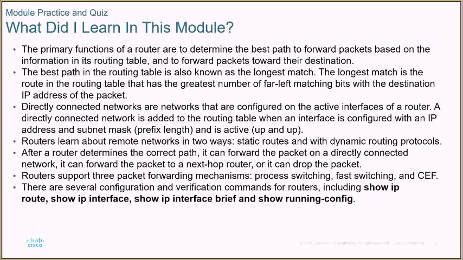Directly connected networks are networks that are configured on the active interfaces of a router. A directly connected network is added to the routing table when that interface is configured with an IP address and mask and is active. In other words, it's working. Routers learn about remote networks in two ways, either by static or dynamic routes. After a router determines the correct path, it can forward the packet on a directly connected network, or it can forward the packet to a next hop router, or if it doesn't know what to do with the packet, it will be dropped.